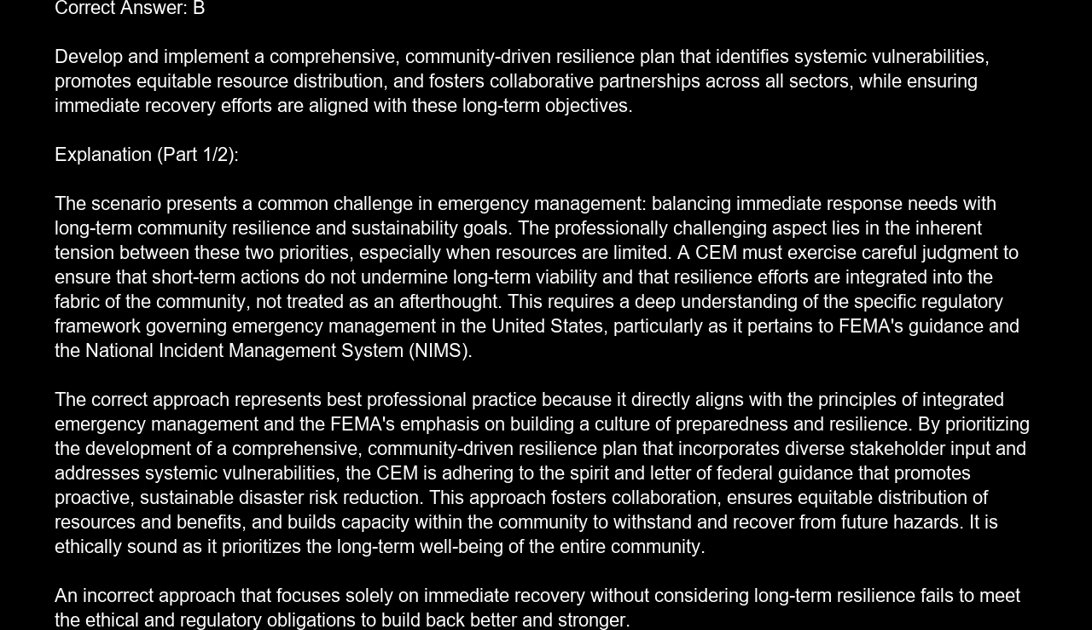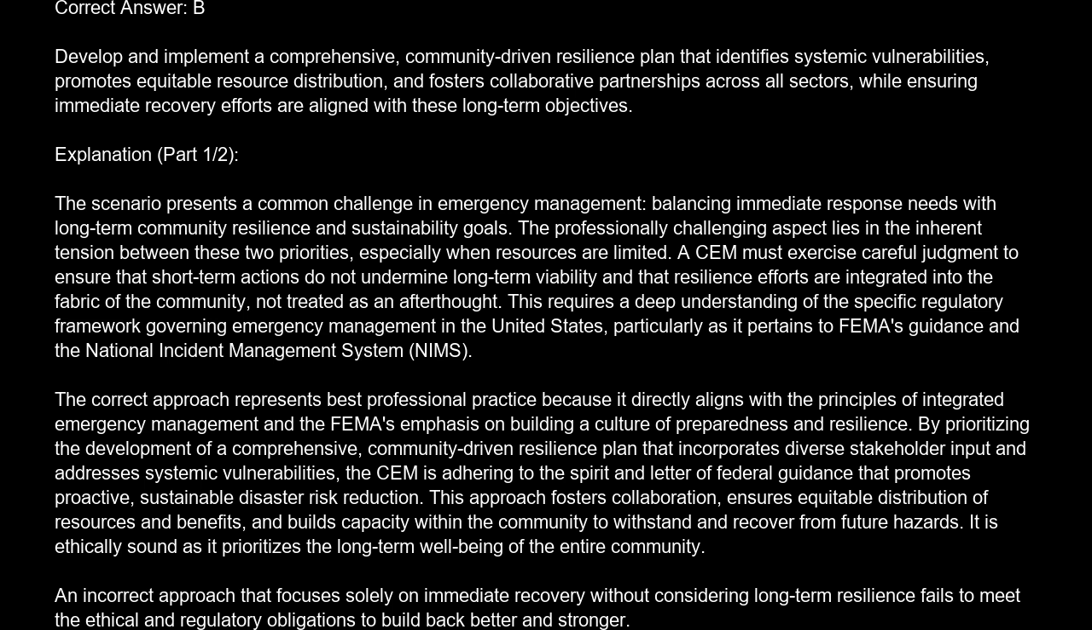This requires a deep understanding of the specific regulatory framework governing emergency management in the United States, particularly as it pertains to FEMA guidance and the National Incident Management System, NIMS. The correct approach represents best professional practice because it directly aligns with the principles of integrated emergency management and the FEMA emphasis on building a culture of preparedness and resilience.